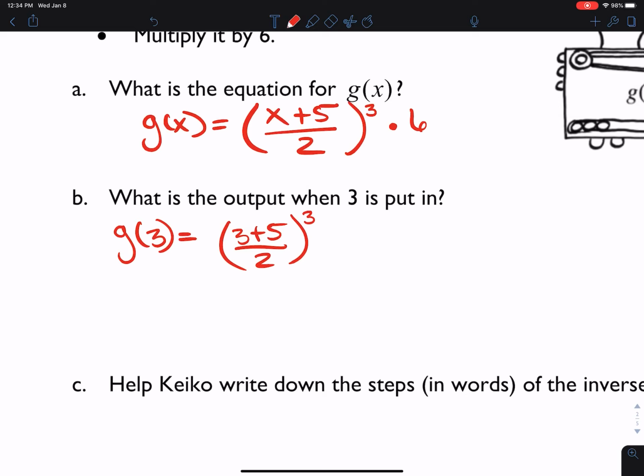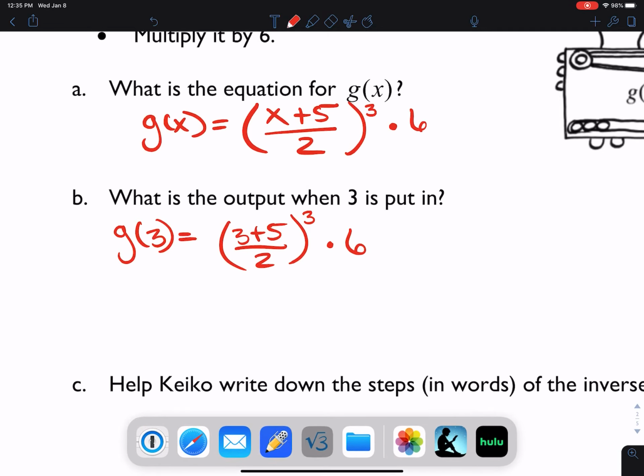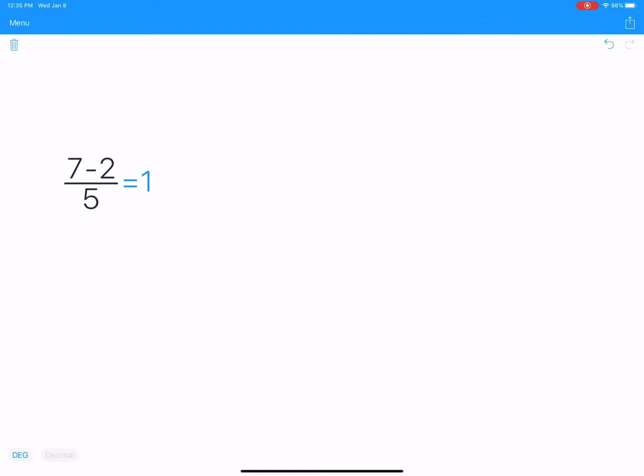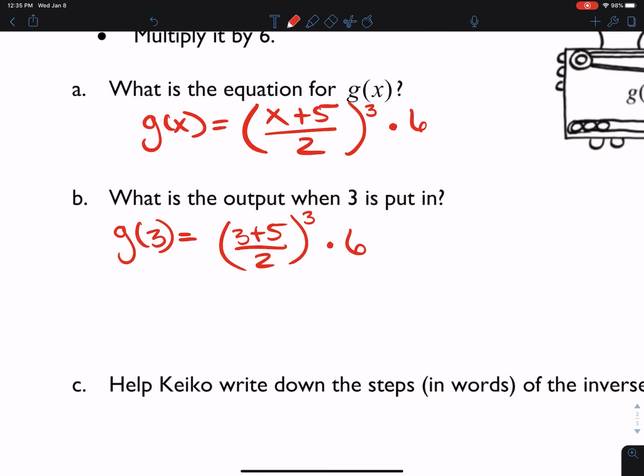And then 64 times 6, let me use a calculator for that part. There we go. 64 times 6, I believe it's 384. Perfect. So g of 3 is 384. There, that's the output when the input is 3.